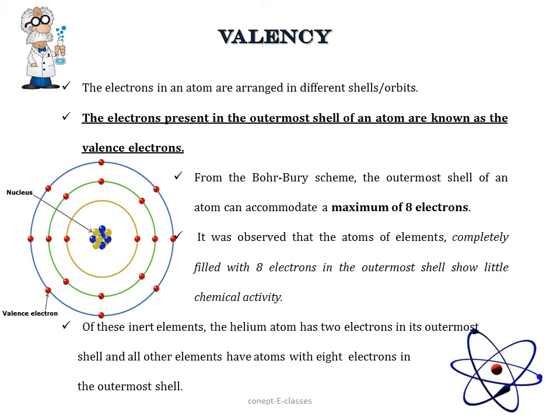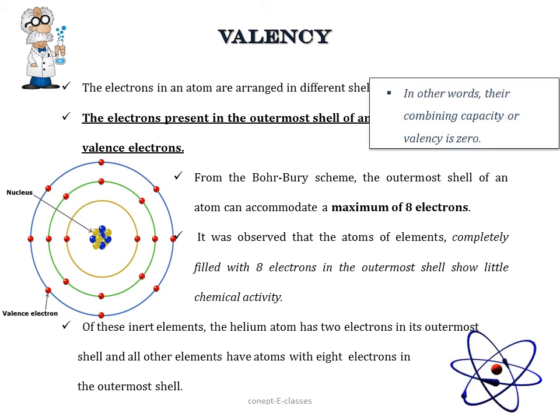Now from the Bohr-Bury scheme, the outermost shell of an atom can accommodate only a maximum of 8 electrons. That is, the outermost shell can't hold more than 8 electrons. This means that the combining capacity or the valency of that atom would be 0. Now what was this combining capacity? We have already studied in the previous chapter. Combining capacity of an atom is the ability to bond with other elements, to make molecules and so on. So if the outermost shell is filled with a maximum of 8 electrons, it means that the combining capacity or the valency is 0.